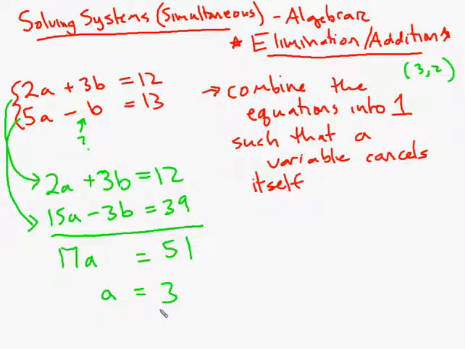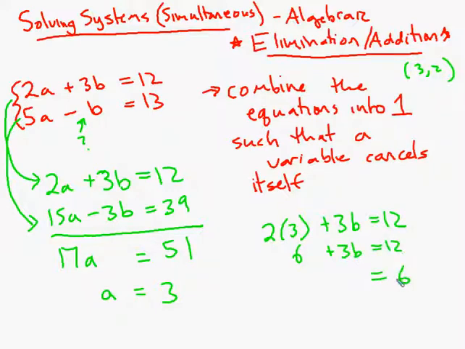Now I'll take that 3, and I'll substitute it into one of these up here. Just for the sake of argument, I'll substitute it into the first one. So I'll have 2 times 3 plus 3b equals 12. I'll subtract my 6, which I just get 6 when I do that. I divide by 3, and I'll get my 2.